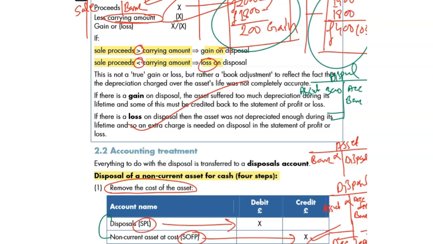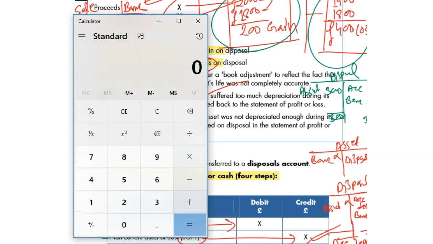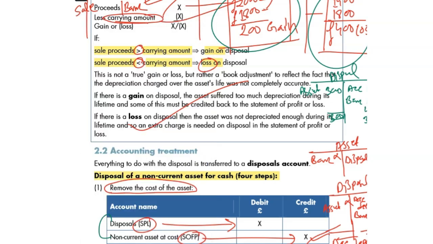Debit side is bigger, because it's a loss, 3,000. From this 3,000, we got to take it. Let me take my calculator out on the screen. 3,000 minus 1,200 minus 1,400. You get 400, and that's a loss. Still SPL, but it's a loss on disposal. I hope that makes sense.